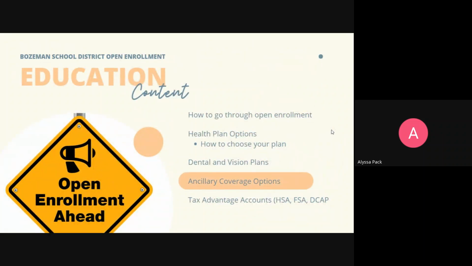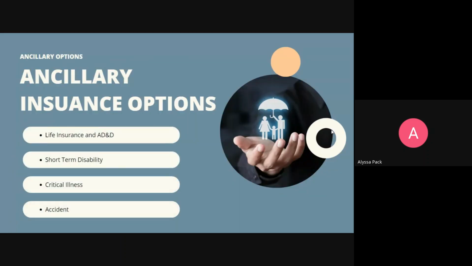All right, now we'll go over our ancillary coverage options. So these are extra insurance coverage options, right? Sometimes health insurance alone isn't enough. Sometimes we want a little more than district paid life insurance. So I'll just give you a rundown of these options for you to determine what might be best for your family.